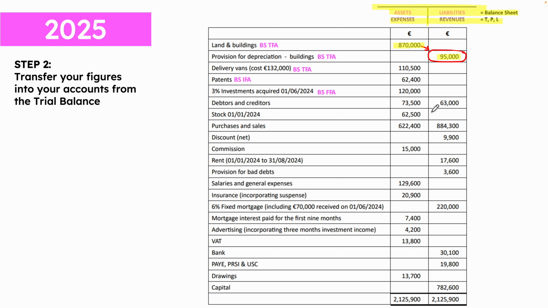Then we're on to debtors. So debtors are the people that you sell to on credit. So on credit means buy now, pay later. So you give them the goods today and then they owe you money. So they are a current asset.